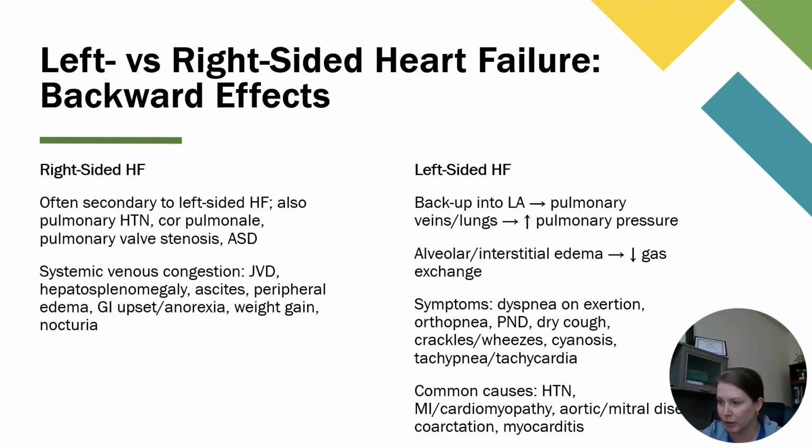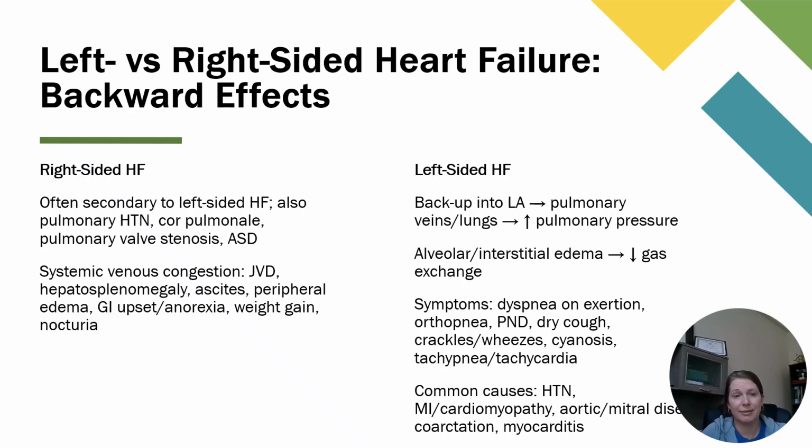So what I do want you to know for your test is the difference between right-sided heart failure and left-sided heart failure. Right-sided is often going to be secondary to left-sided heart failure, but we're going to have more systemic venous congestion. So we're going to see the JVD, hepatosplenomegaly, and ascites. So we're going to look at their abdomen. Their abdomen is going to grow on us.